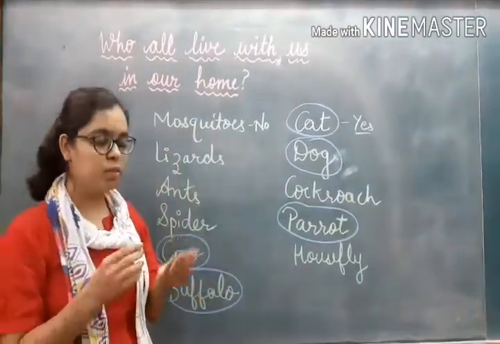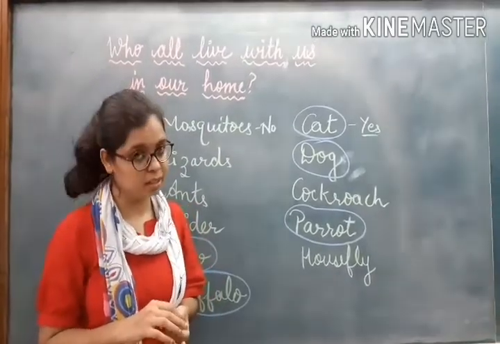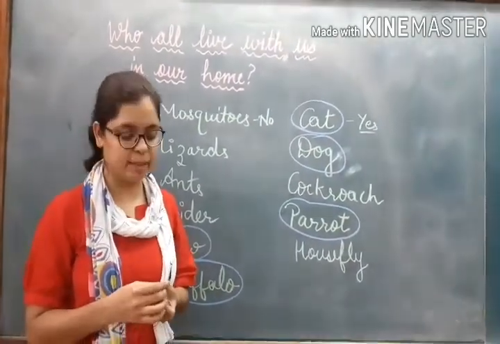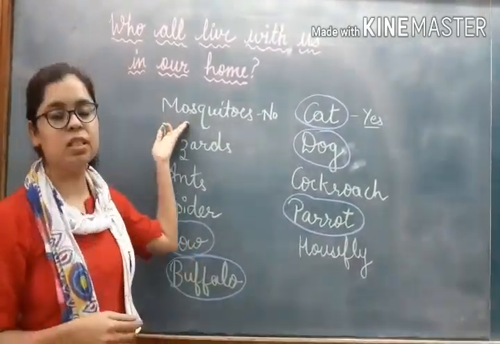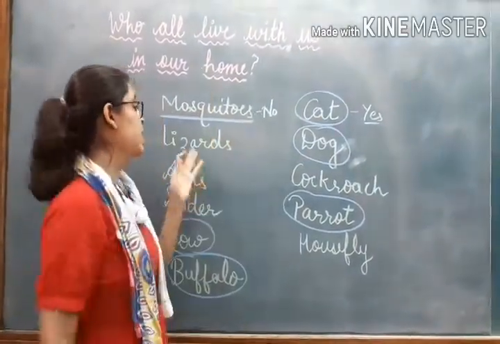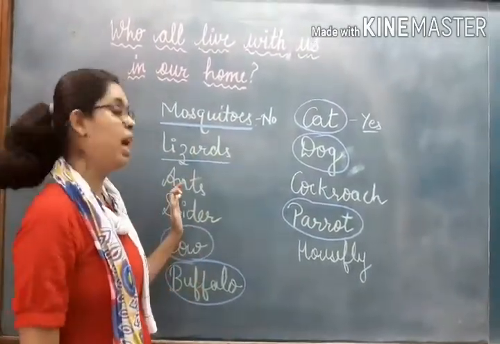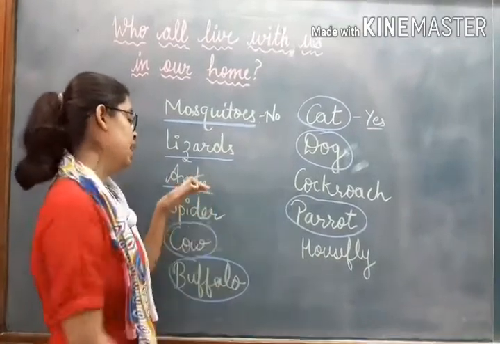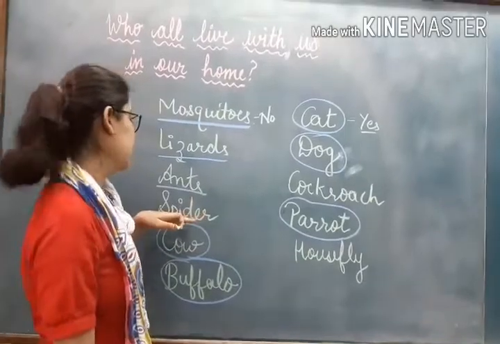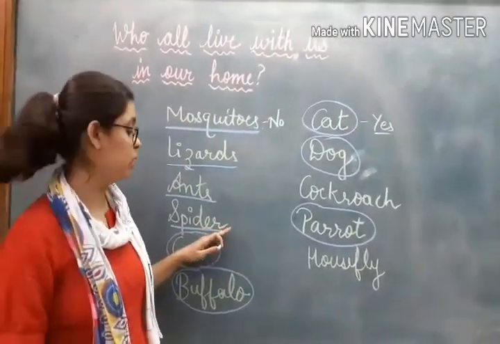Now we will underline those animals which we do not want to live with us, those animals which are uninvited. We do not invite them. So these are mosquitoes. Do you want mosquitoes to live with you? No, so we will underline mosquitoes. Next is lizards. We also do not want lizards to live with us. Ants also we will underline because we do not want ants to live with us. Next is spider. We will underline spider also because we do not want spider to live with us.